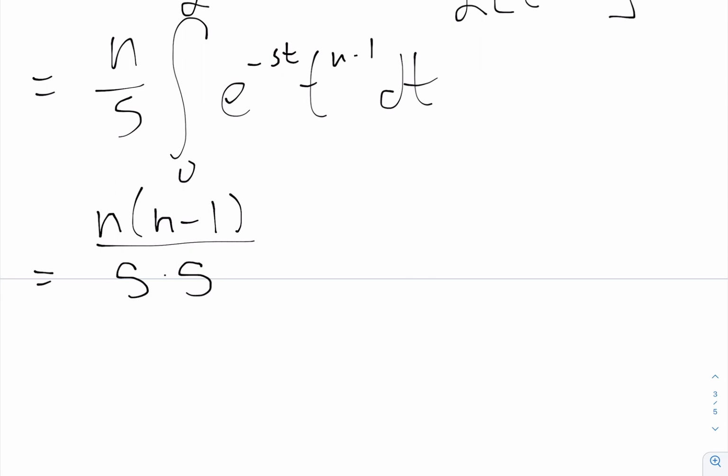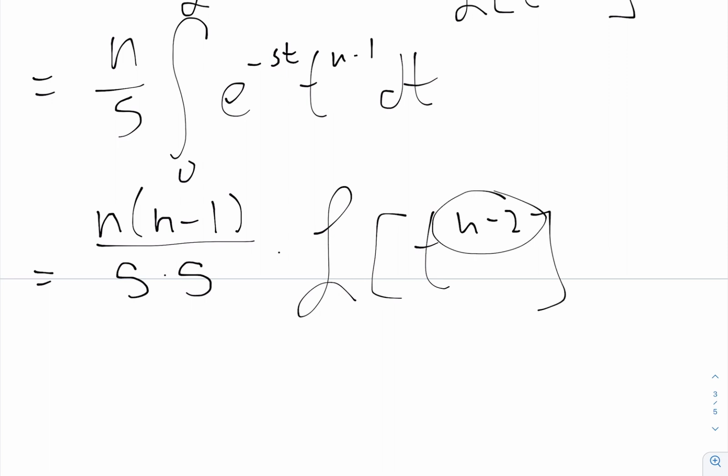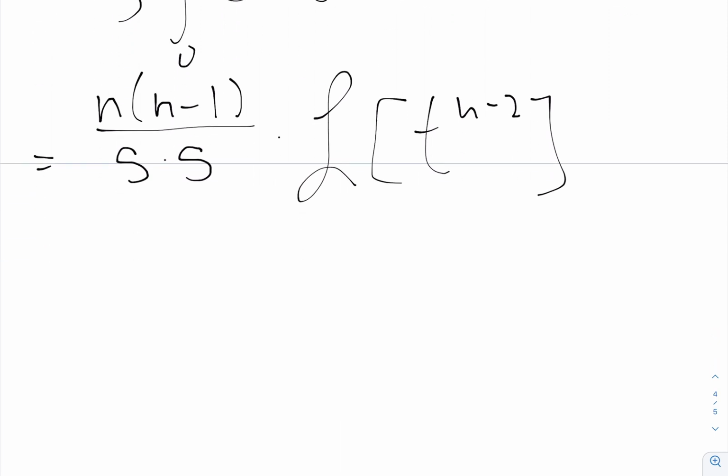And you can do this yourself, honestly. I'm not going to prove it, but if you just keep doing the Laplace transform of this, so if t to the n minus 1 was your new function, you would just get what we're doing right now. So you get n times n minus 1 over s times s, and then you'd get the Laplace transform of t to the n minus 2 now. Before it was n minus 1, now it's n minus 2, and you can just keep going until you get to the Laplace transform of 1.